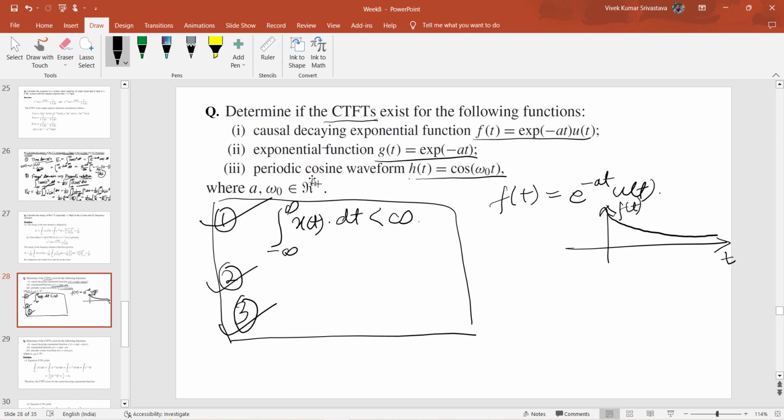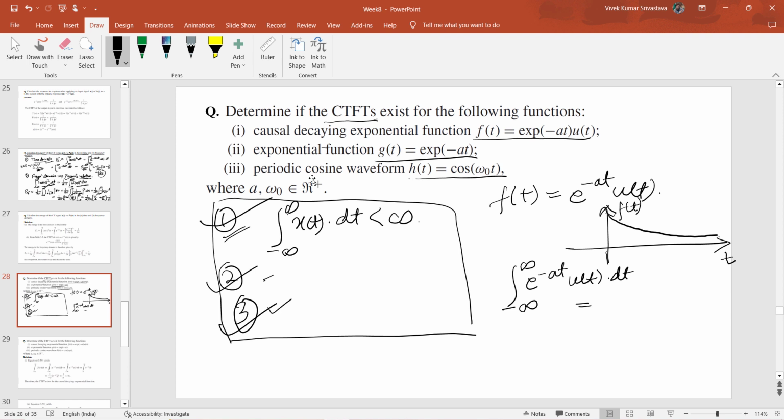From here we can see that this function does not have any discontinuity, so the third condition is satisfied. Similarly, for the second condition, a finite number of maxima and minima over its interval, from 0 to infinity it has one maxima, one minima. So the second condition is also satisfied. We have to check whether the first condition is satisfied for this function or not. For that we have to evaluate this integral, minus infinity to infinity of e raised to the power minus at into u of t dt.